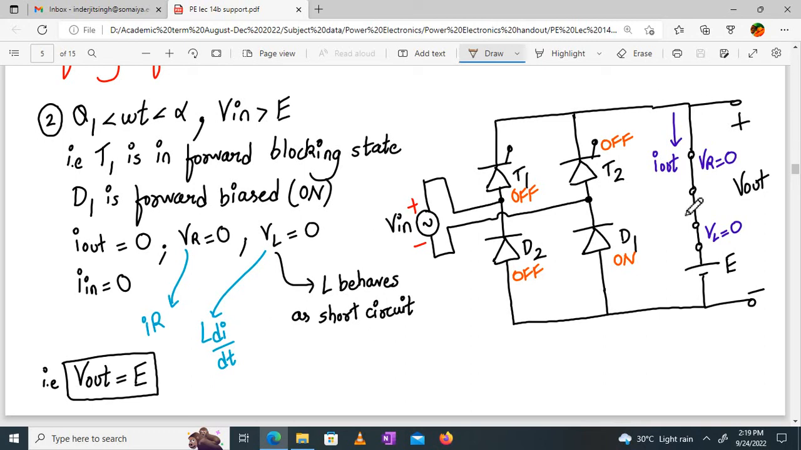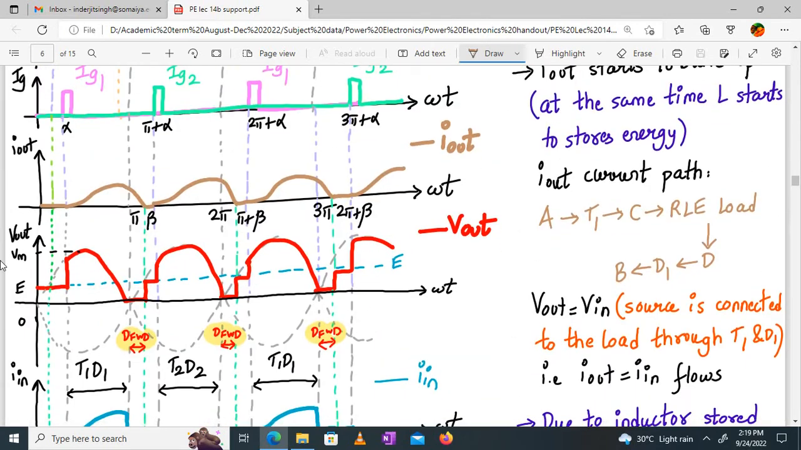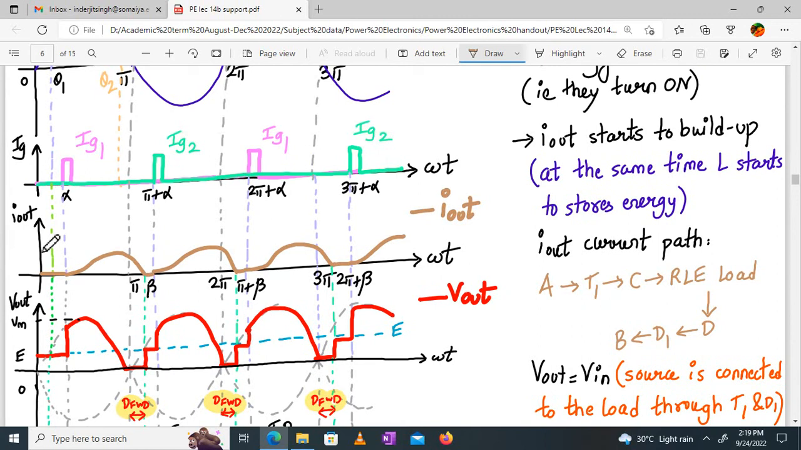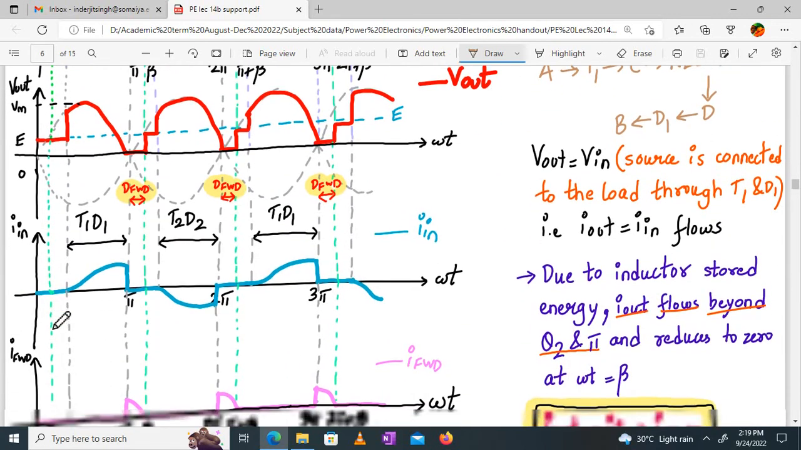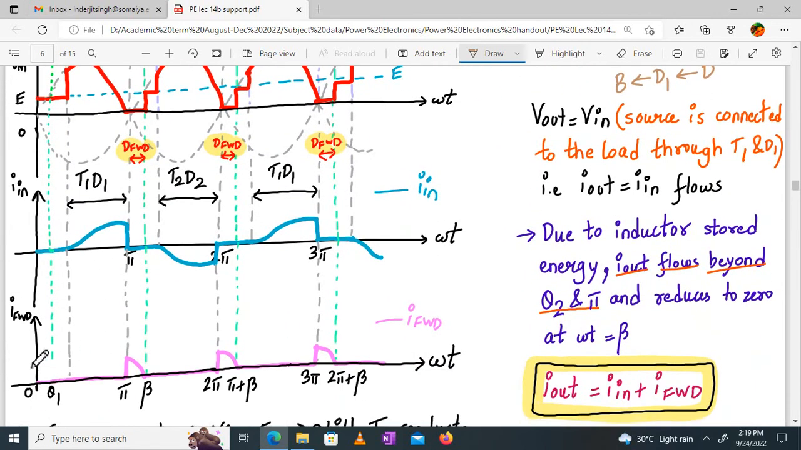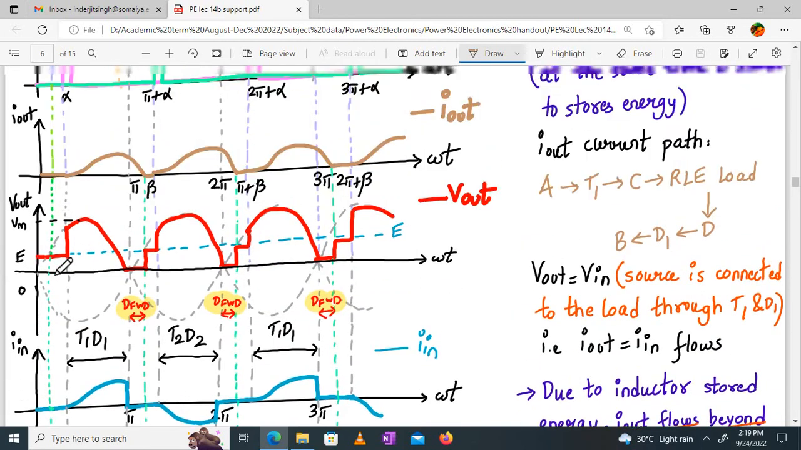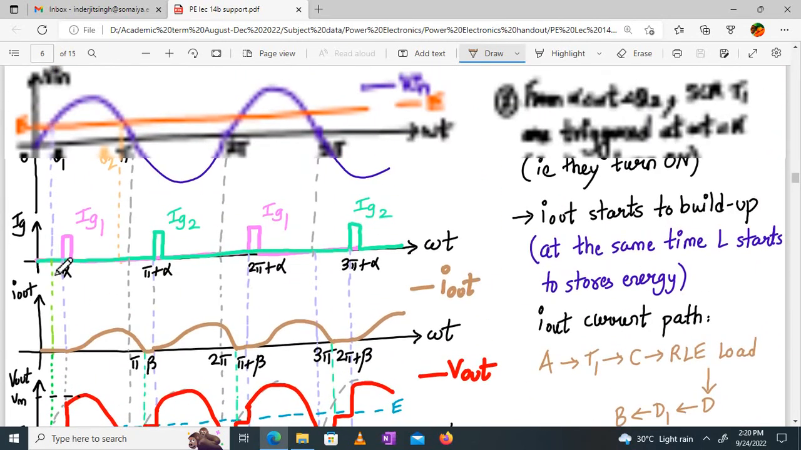Why is the voltage across it 0? Because di by dt, the current, is 0, right? And if you look carefully at the output, you have just the E voltage, that is your RLE. E can be a battery or a back EMF of a DC motor. So here the output is actually equal to E. From 0 to theta 1, the output is not 0, it is equal to E, even though the current is 0. I out will be 0, your I in also will be 0, and the freewheeling diode current also will be 0 because that is not active at all. So this is what happens.